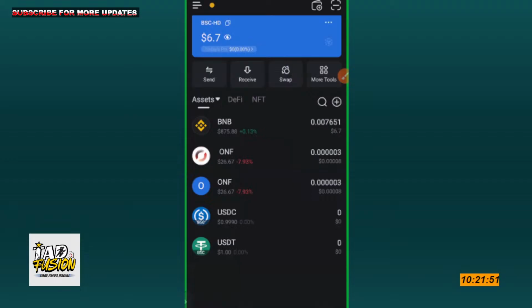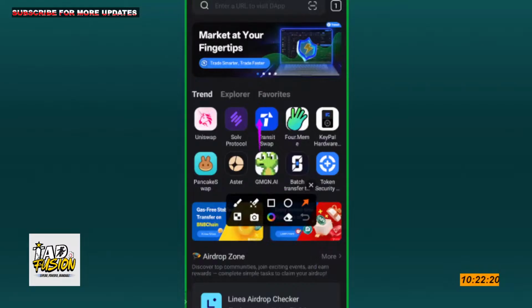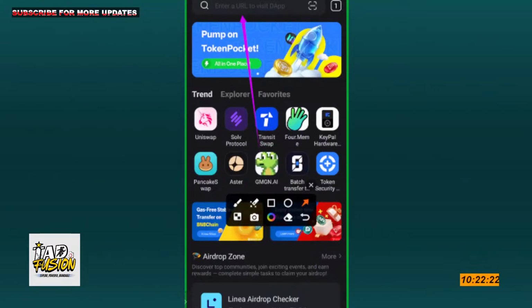That's why when you were connecting them, they gave you a word bind. You saw a word bind and you connected your Oracle system with your Token Pocket. So how do you enter your system if you are new? Come and you click on Discover. When you click on Discover, click on Enter a URL. You connect URL to visit DApp.